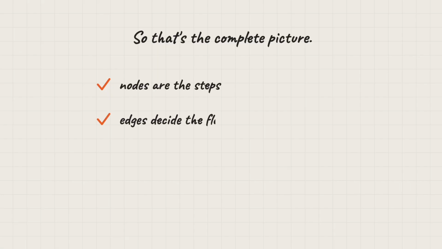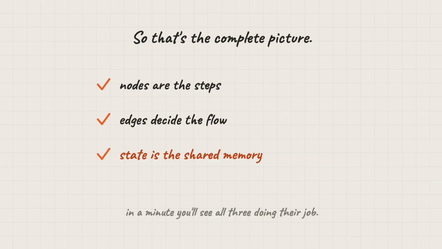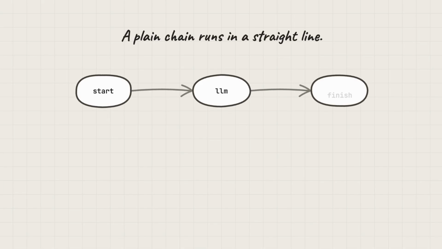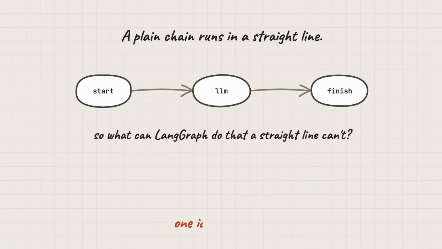So that's the complete picture. Nodes are the steps, edges decide the flow, and state is the shared memory. Keep this in your head because in a minute you will see all three doing their job. Now, the real question: a plain chain of LLM calls just runs in a straight line, start to finish. So, what does LangGraph let you do that a straight line can't? The answer is one idea, and that's the loop.